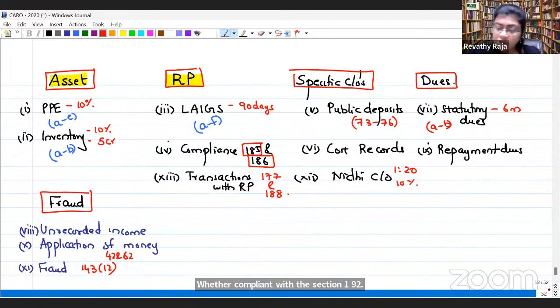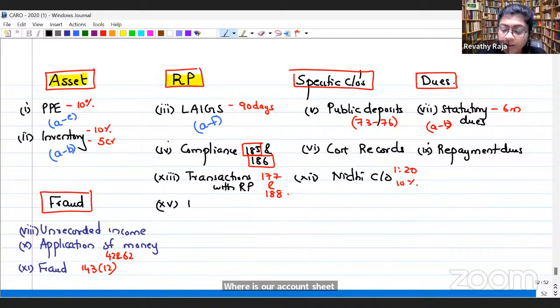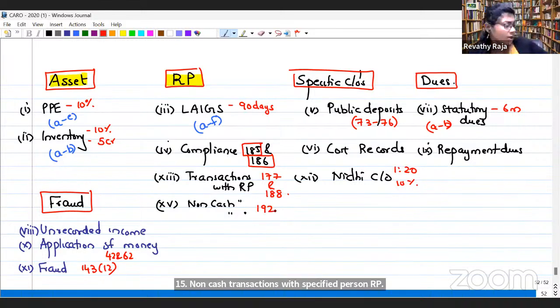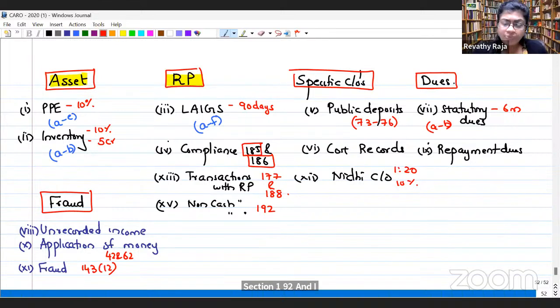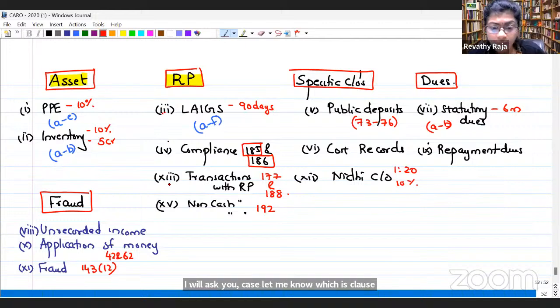Where is our account sheet? Now add 15: non-cash transactions with specified person, RP. Section 192. I will ask you a case. Let me know which is clause 3 or 4 or 13 or 15.